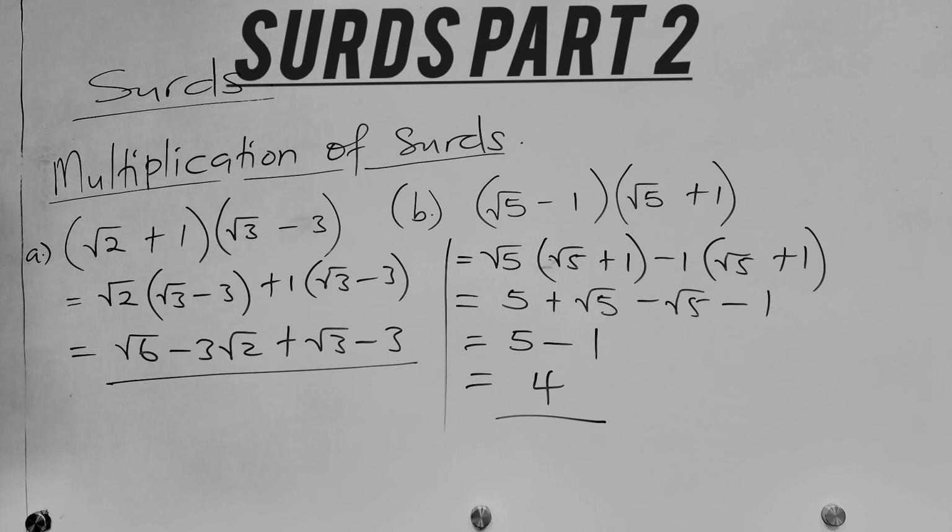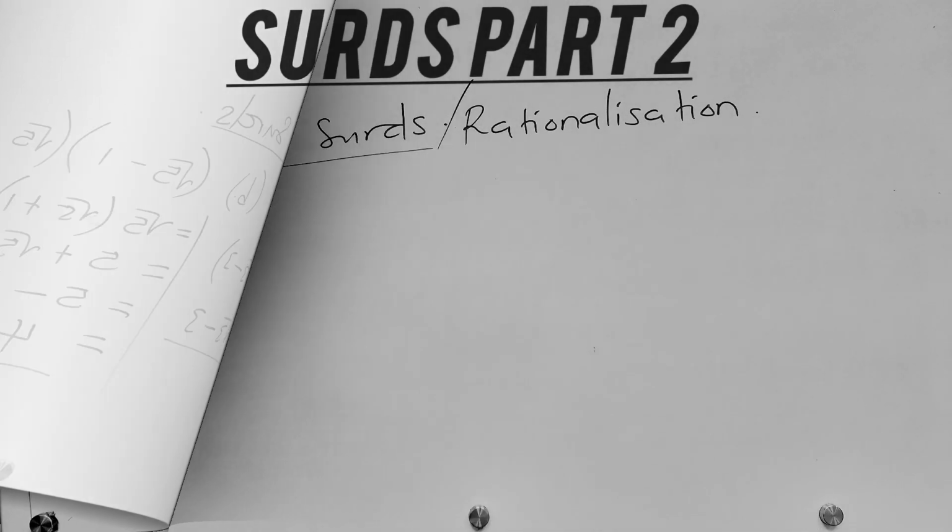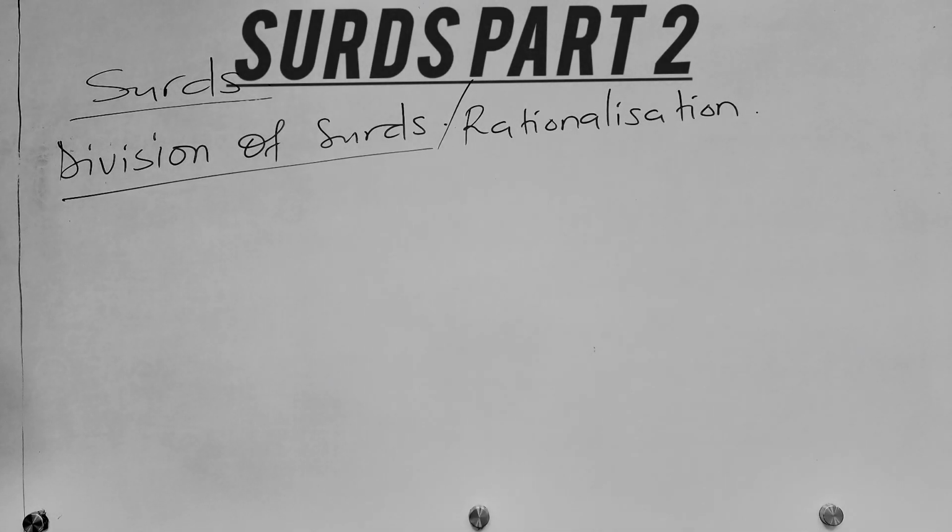So this is how we multiply surds involving the FOIL method. Now let's see division of surds in the next video. In other words, division of surds we can call rationalization.